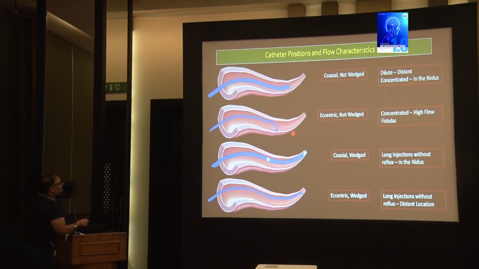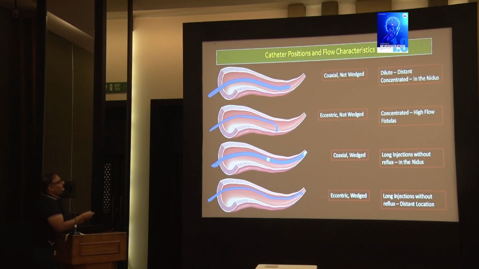So if you are eccentric and not wedged, this basically means that you do not want to stop the flow, that is number one, and at the same time you want to use the eddy currents in the periphery of the vessel to make your embolic agent start solidifying somewhere here itself and not fly off distally into the circulation. This kind of situation arises when we have the so-called fistulous connections in the AVM.